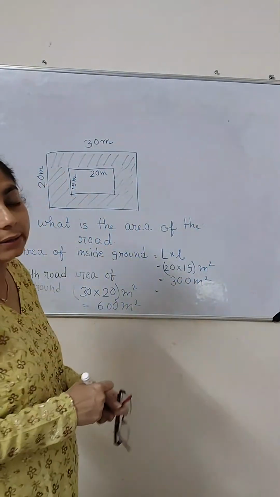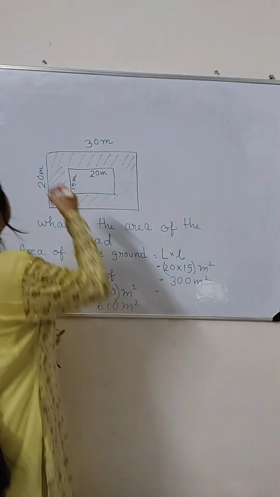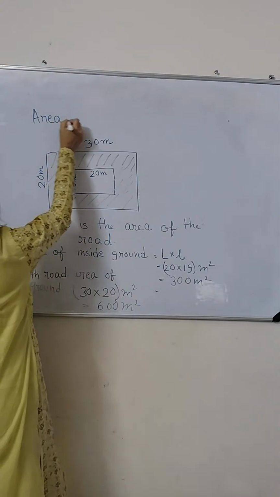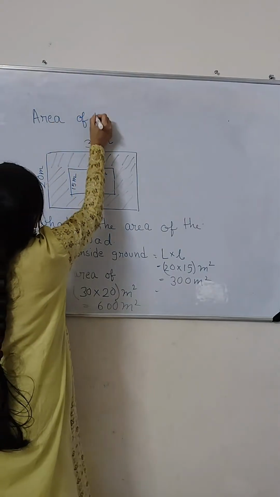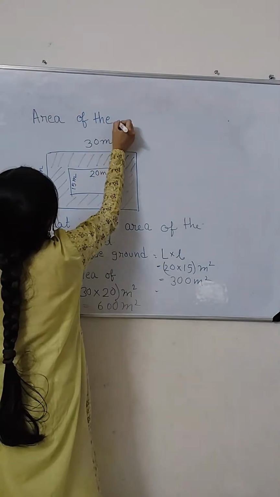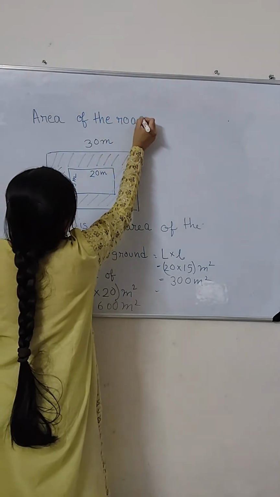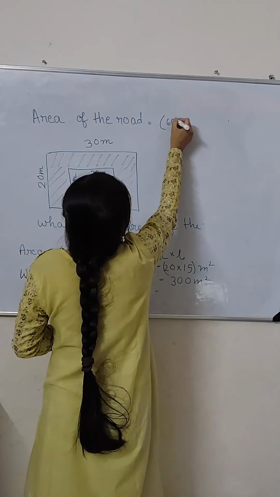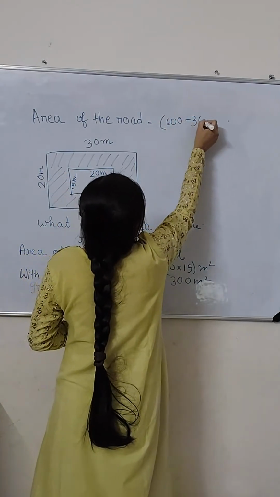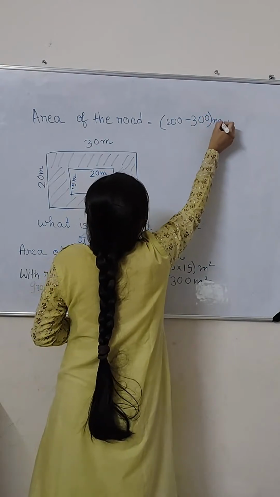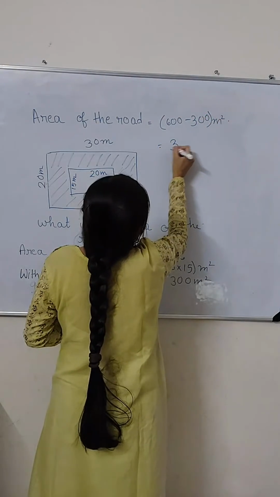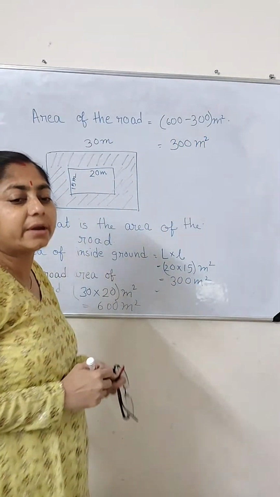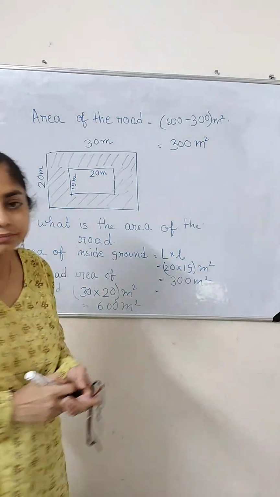Okay, now I write the area of the road. 600 minus 300 meters square. It is area, so I use meters, 300 meters square. Is it clear? If any doubt, please write in the chat box.